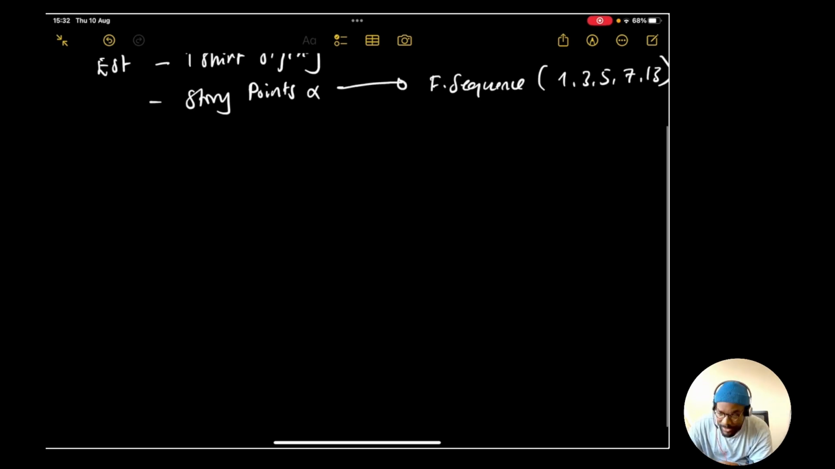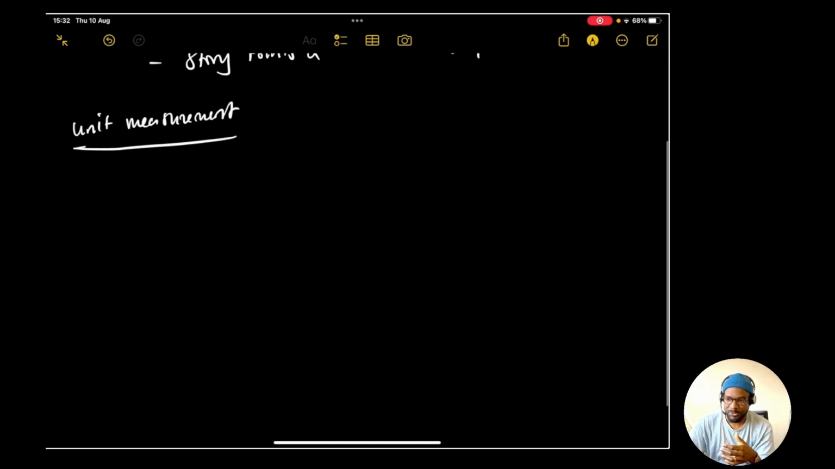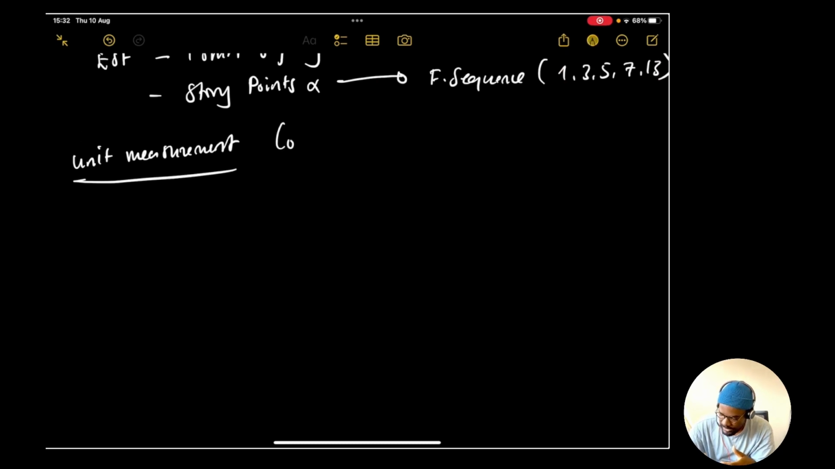Now, we have to understand with the team, what is the unit of measurement? And what do I mean by unit of measurement? Based on different organizations and different teams, they will use different sorts of units of measurement. One story point could mean different things in different teams or different organizations.